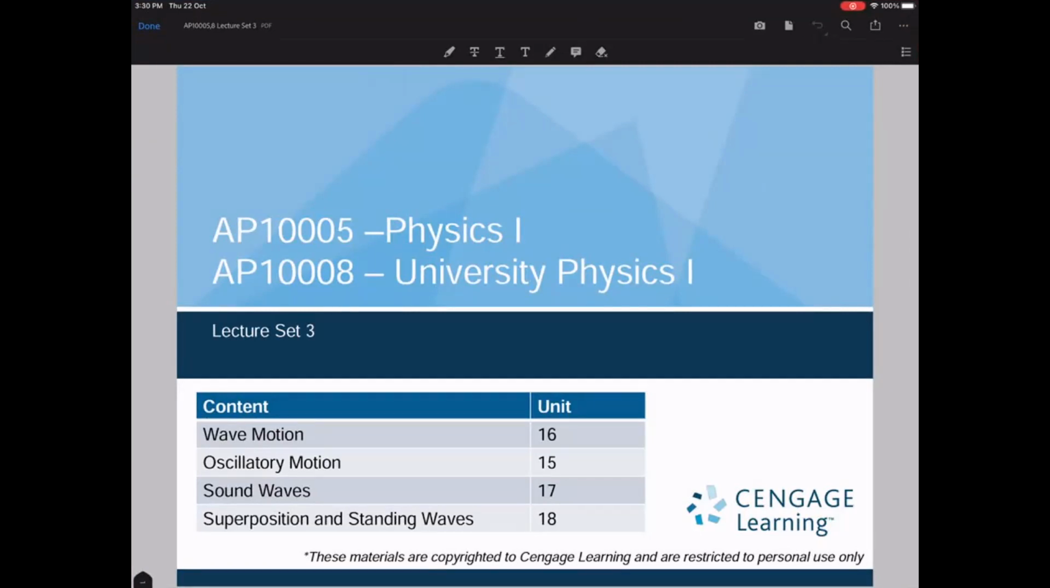Okay, so welcome back to the lesson. What happens today is as follows. Firstly, we will be going through some of the topics in lecture notes set number 3. We will probably be talking about wave motion at the beginning, and we should hopefully cover oscillatory motion as well, which are chapters 15 and 16 in the textbook.